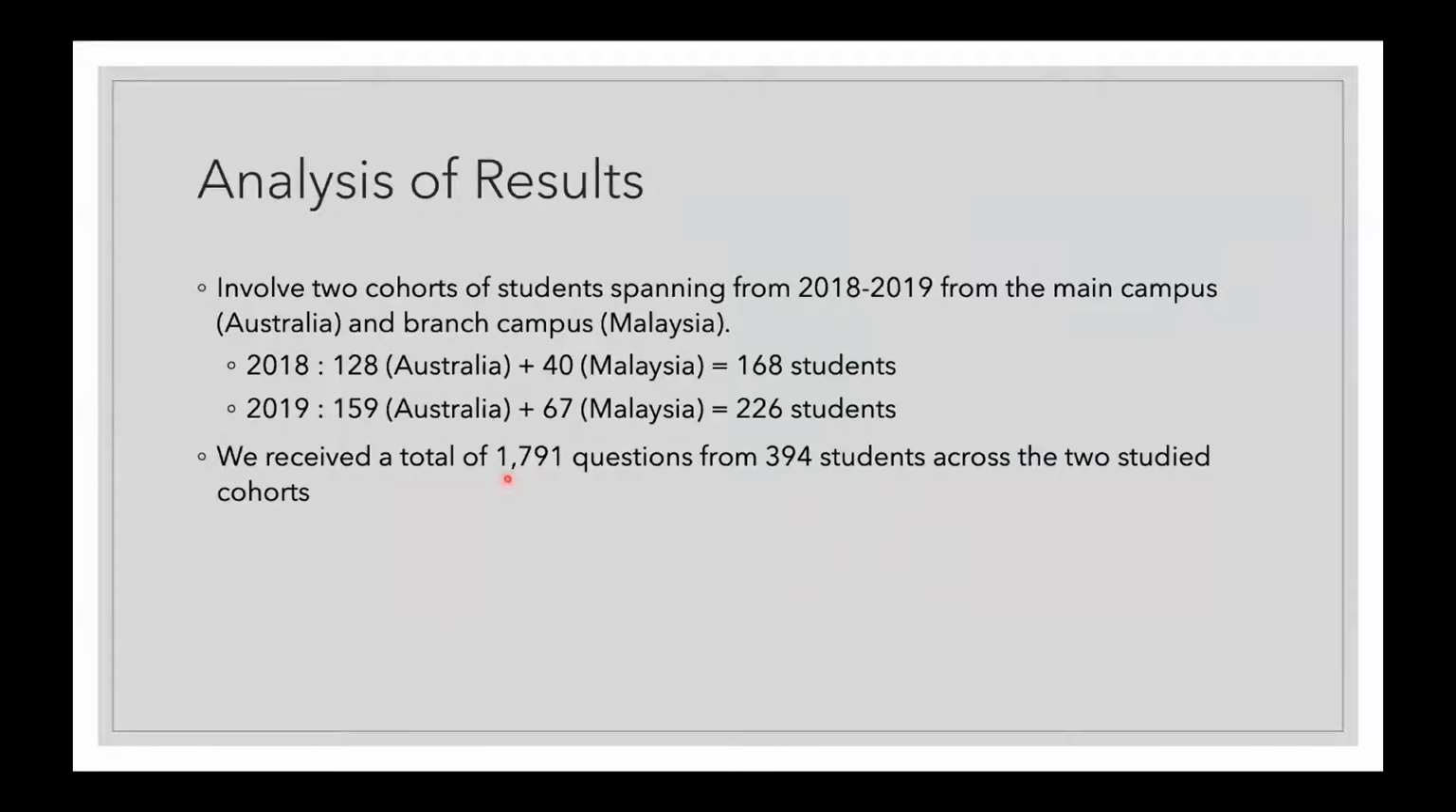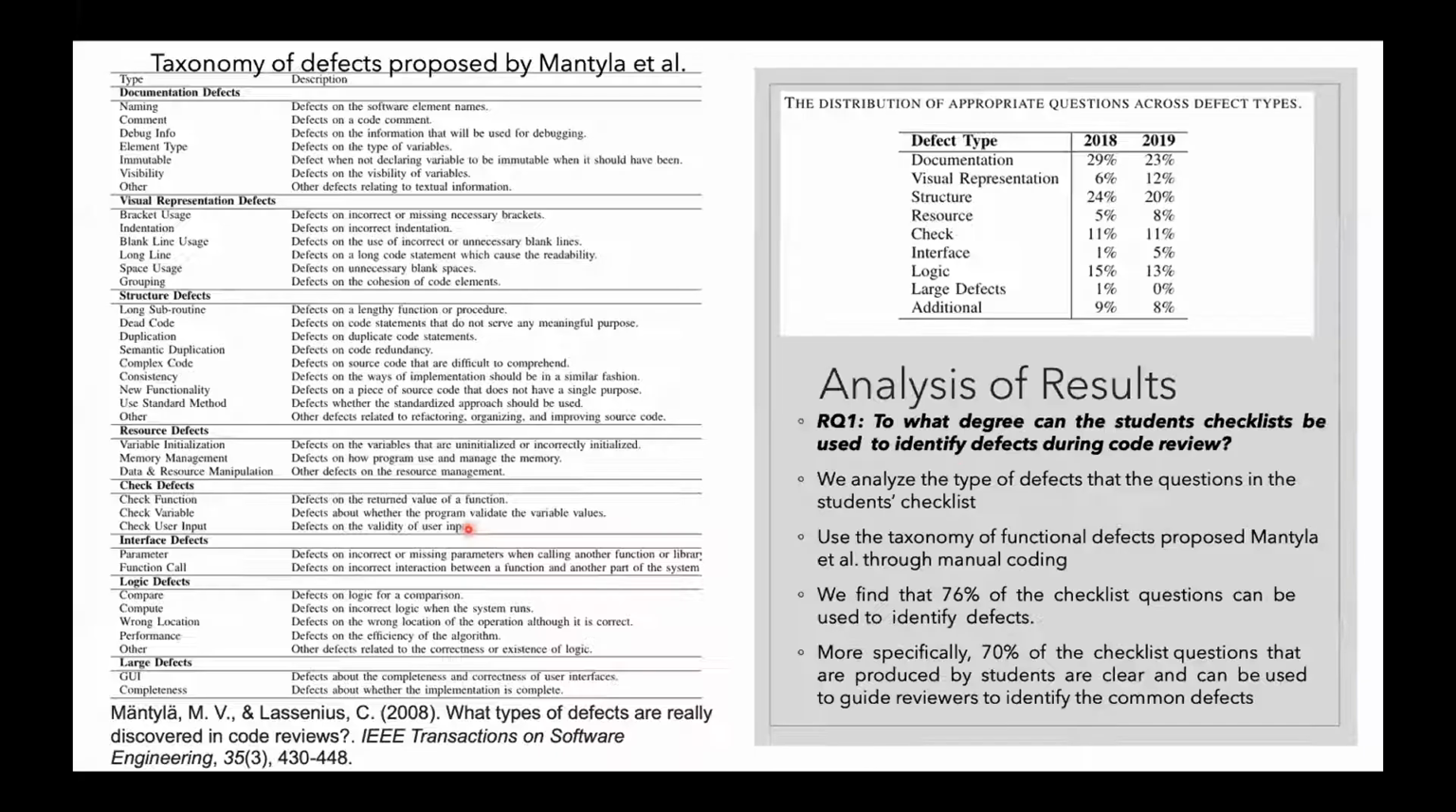So this is the analysis result. We performed the study across 2 campuses, one in Malaysia and one in Australia, and it spans across 2 years, 2018 and 2019. We got a total of 1,791 questions from 394 students across the 2 study cohorts.